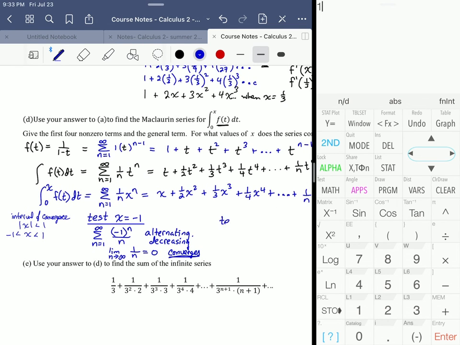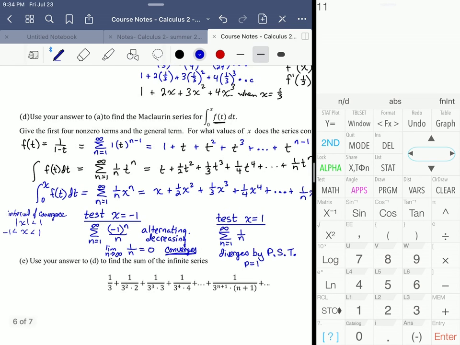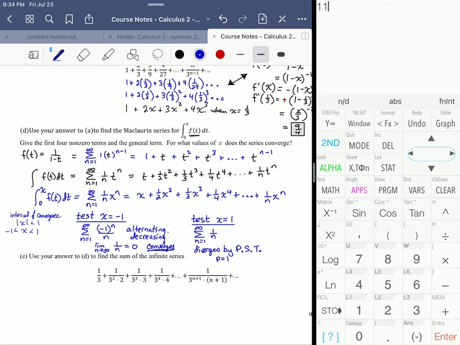Now I'm going to test, so we gained an endpoint is what I'm saying, x equals +1. So the sum from n equals 1 to infinity, so I'm plugging in a 1 for x, 1 to the nth is 1, so it's 1 over n. This is a p-series situation, so it diverges by the p-series test because the p-value is equal to 1. All right? It needed to be greater than 1.